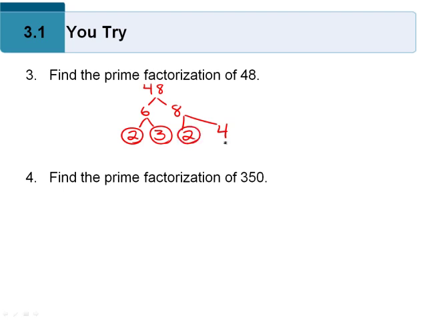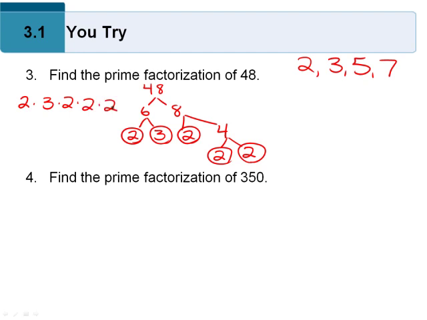2 is prime, but now the 4 you have to keep going until you have prime numbers there, 2 and 2. So make sure if you do not have a prime number, you have got to keep going, okay? And if you need to, write those main prime numbers on your paper as you're going, 2, 3, 5, and 7, to keep you straight. That'll help. All right, so we have 2, 3, 2, 2, 2. Right? 1, 2, 3, 4 2's and a 3. Yep.